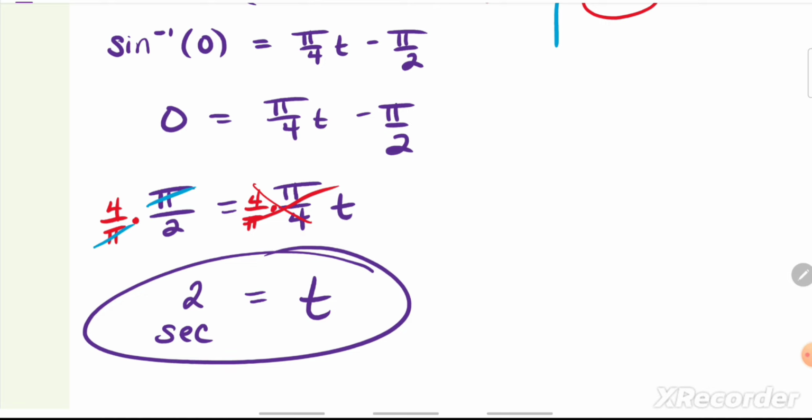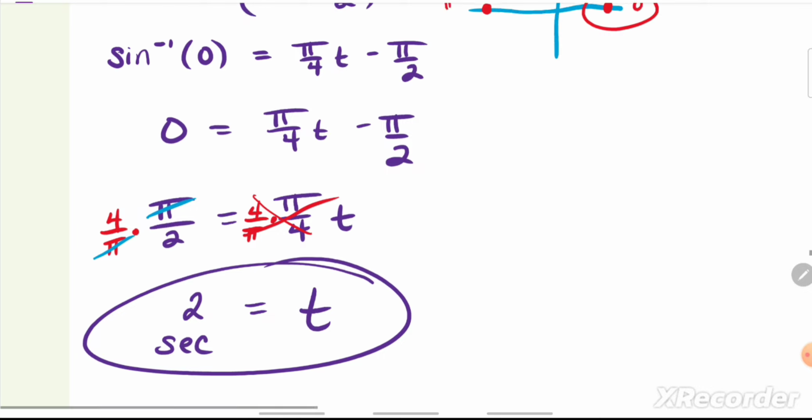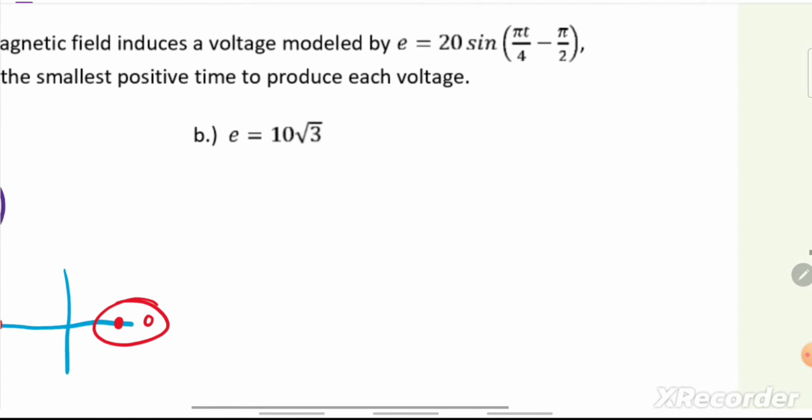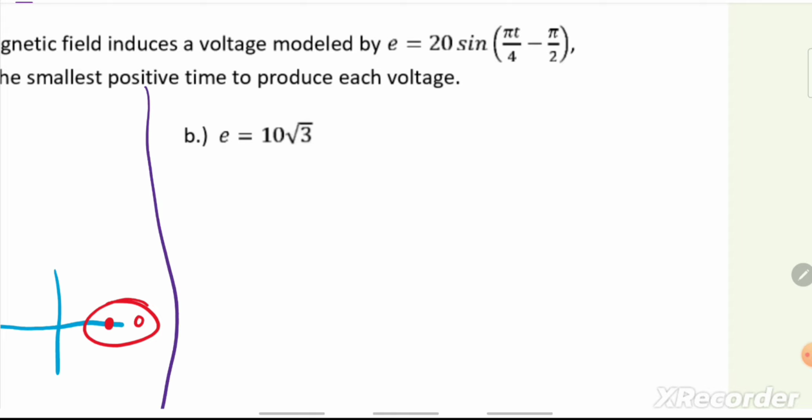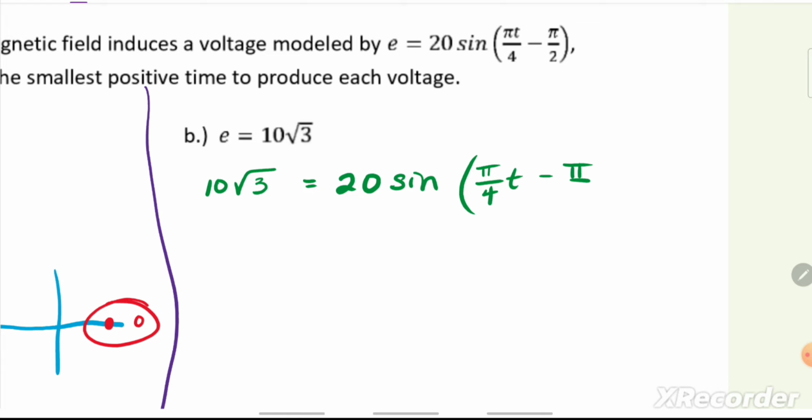So let's try part B. It's going to be pretty much exactly the same process. It's just we'll be finding sine inverse of a different number. So plugging 10 square root of 3 in for E. You know, this might even be a great place for you to pause the video and do this one on your own and then check it out, since it's just like part A.